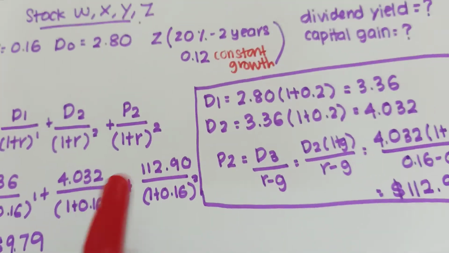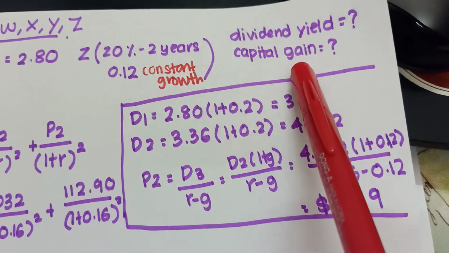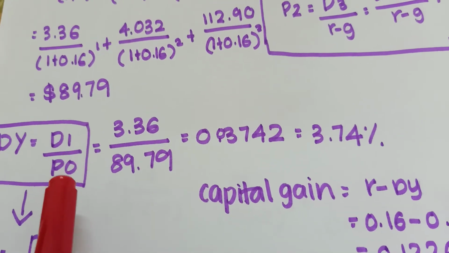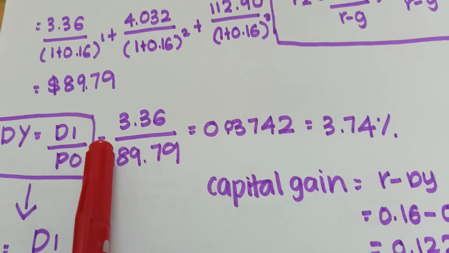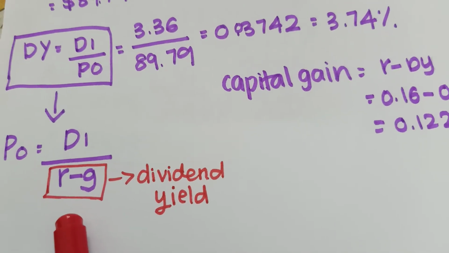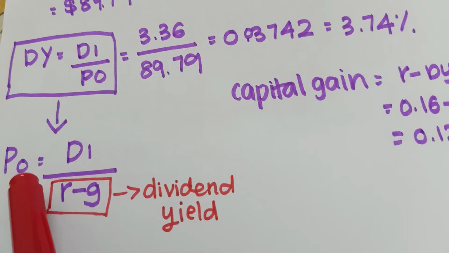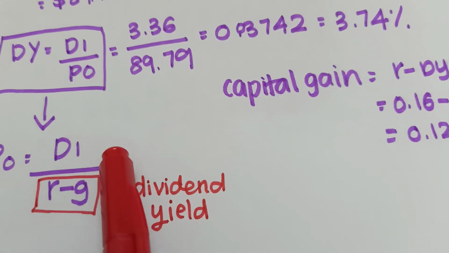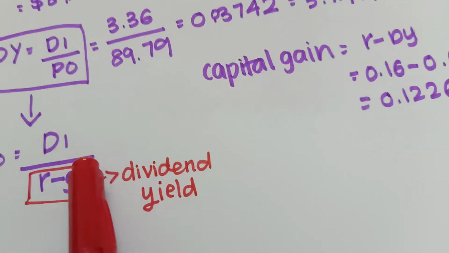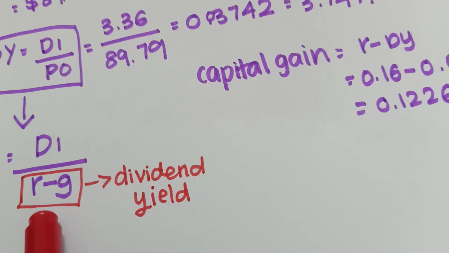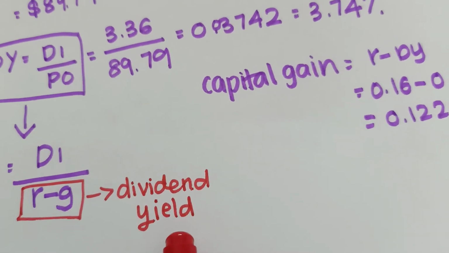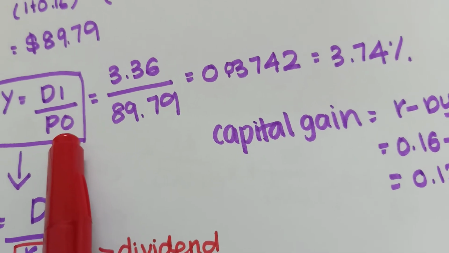But don't forget, the question asks us to find the dividend yield and capital gain. When you look at this formula, this is the dividend yield, D1 divided by P0. So why is the formula D1 divided by P0? When we look at the dividend growth model, P0 is equal to the dividend in year 1 divided by R minus g. This R minus g, the required rate of return minus the growth, gives you the dividend yield. That's why the formula for dividend yield becomes D1 divided by P0.